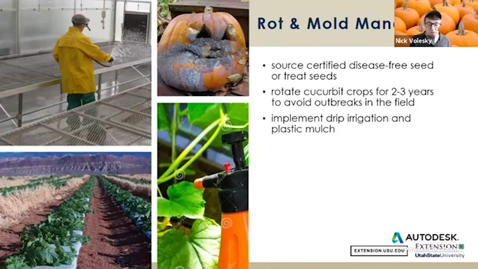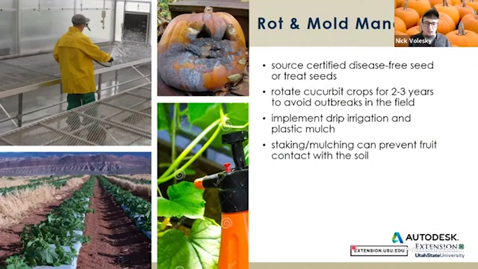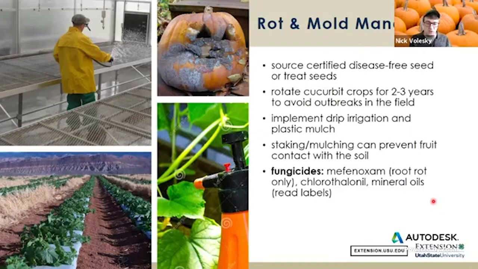A lot of growers are commercial growers, and I think what it sounds like a lot of our giant pumpkin growers do is they'll use a plastic mulch to prevent the fruit touching the soil directly, and they'll use drip irrigation. Smaller growers might use staking or mulching to prevent contact with the soil. And then of course there's different fungicides. So early treatment is critical.